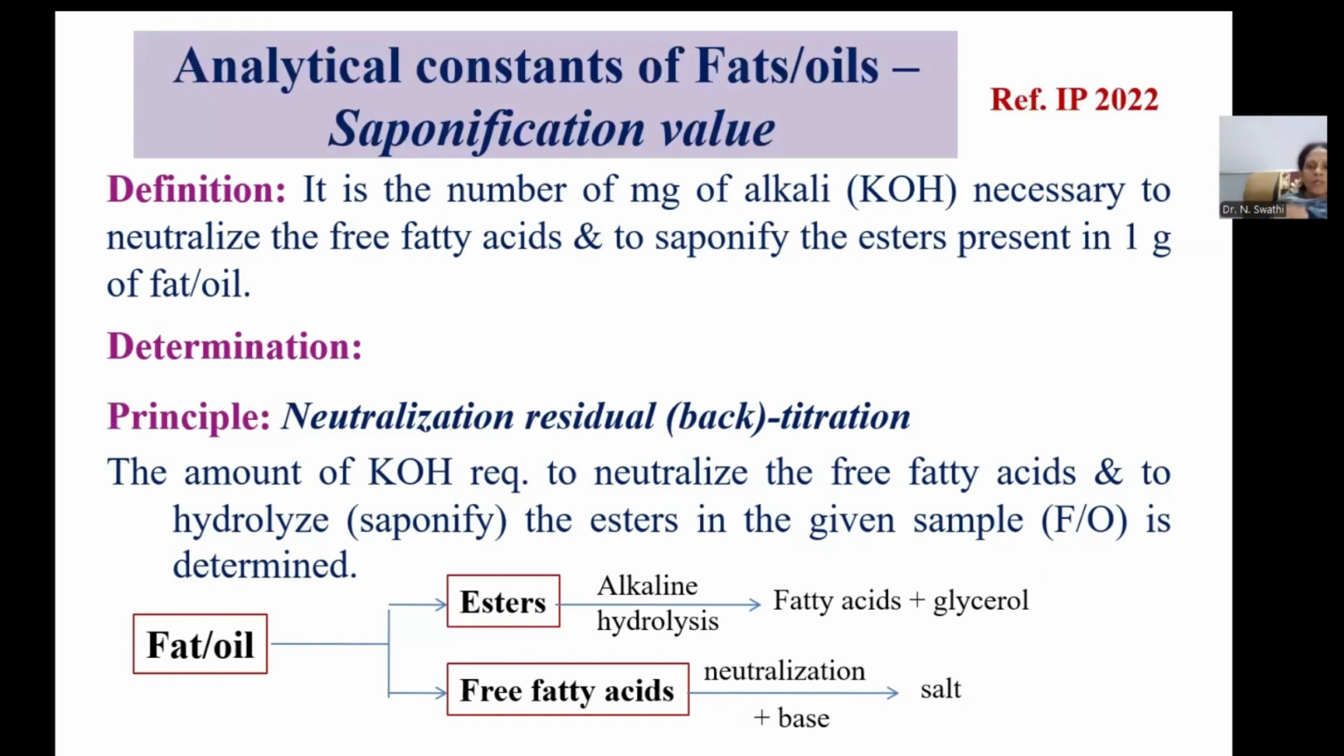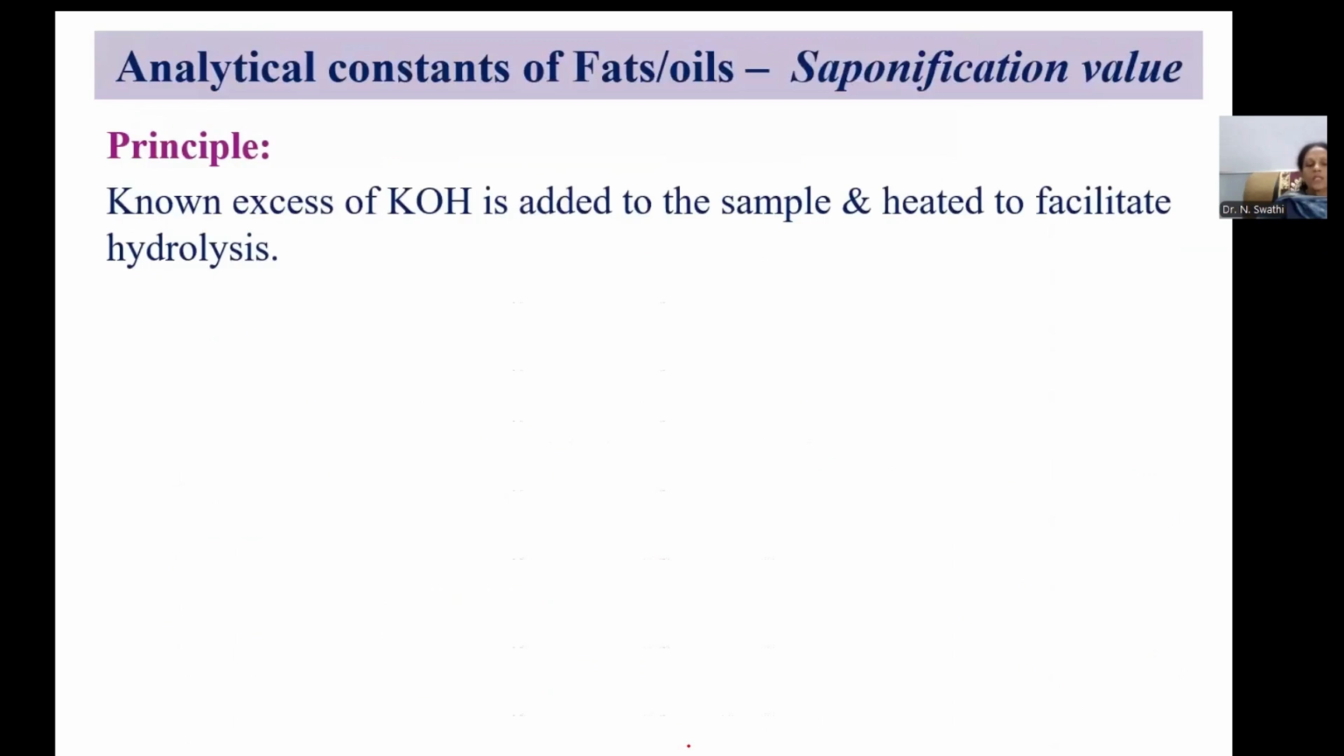So to determine how much of alkali is required to perform the saponification, that is alkaline hydrolysis, and also to neutralize the free fatty acids present in the given sample of fat or oil, we will do titration. That means we will do volumetric estimation. So here, to get to know about these two things, a known excess of potassium hydroxide will be added to the fat or oil sample. Then it is subjected to heating.